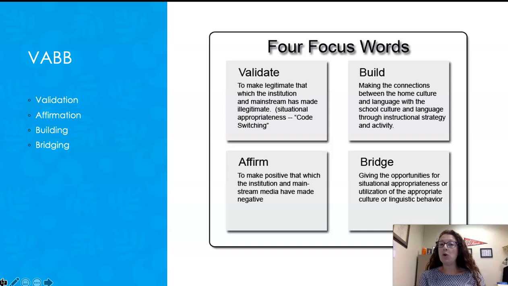Building, or making connections between the home culture and language with the school culture and language through instructional strategy and activity. And bridging, or giving the opportunities for situational appropriateness or utilization of the appropriate culture and linguistic behavior. So when are you going to expect your students to be more like mainstream or use proper terminology, versus when they can use their home language in your classroom? And when I mean home language, I don't mean if they are ESL students. I mean, we all speak differently amongst our friends and family members than we normally do amongst our teachers and our classmates when we are in a more formalized educational environment.